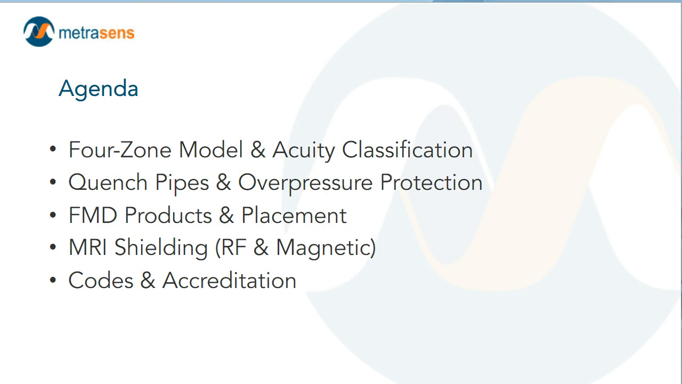We're going to talk a little bit about MRI shielding and illuminating some of the differences between the radio frequency shielding and magnetic shielding and how those may be different than shielding that you experience in other radiology areas. And then we're very briefly going to touch on codes and accreditation standards as they apply to MRI suite design and construction.